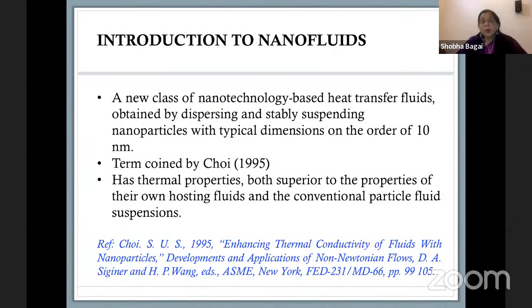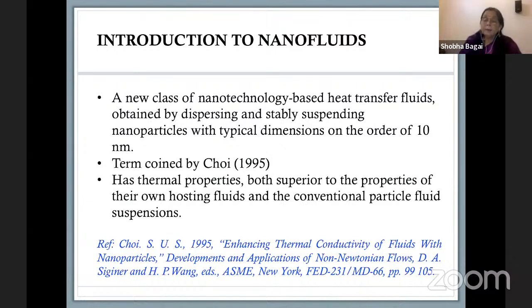Choi, in 1995, was doing some research work for the defense services of the US. In 1993, scientists doing experimentation started producing different kinds of nanoparticles, and that research had been coming up. So in 1995 Choi's paper was published. It was there in a book, and the reference is already given to you on the screen.